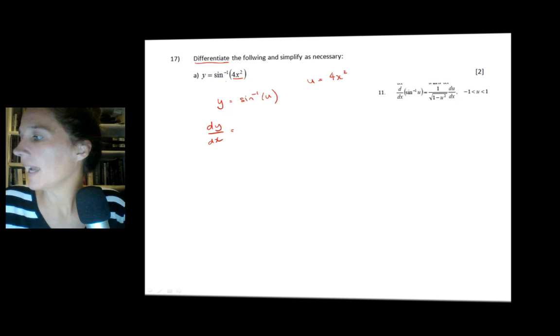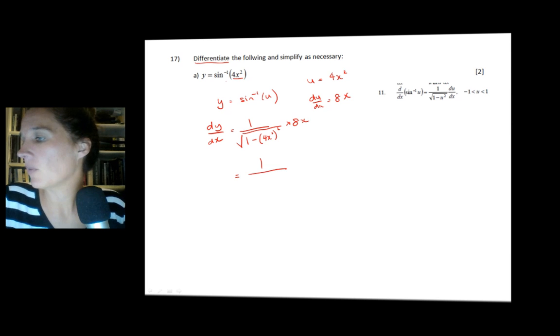So here we need our du on dx. We have our u. Du on dx here is equal to 8x. So now we're going to end up with 1 on the square root of 1 minus u squared, so 4x squared, squared, multiplied by this du on dx, 8x. So here we've got 1 on the square root of 1 minus 4 squared, which is 16, x squared squared, so 2 times 2 gives us 4, multiplied by 8x. So here 8x divided by the square root of 1 minus 16x to the power of 4.